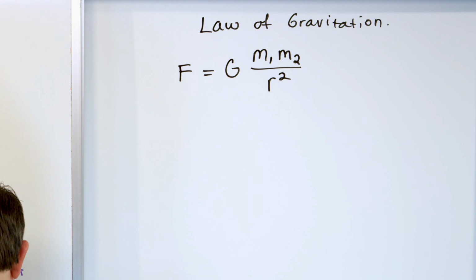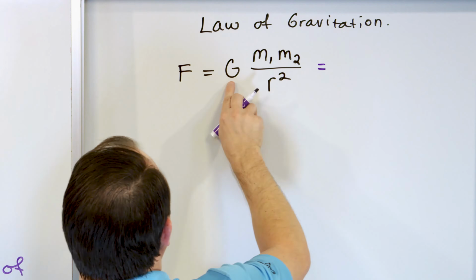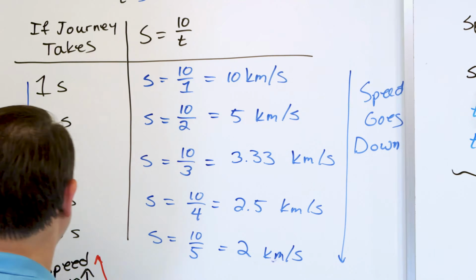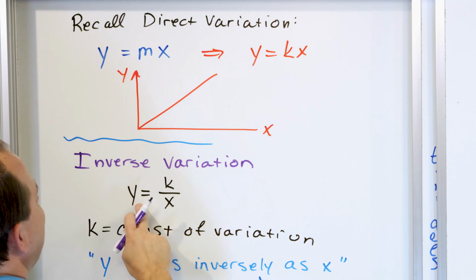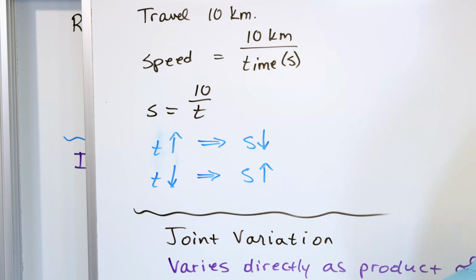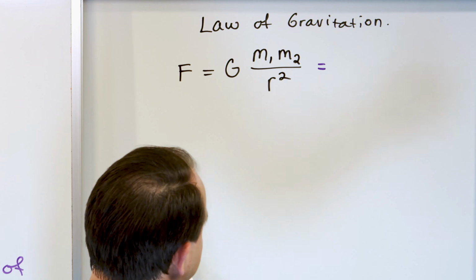Now I'm going to draw a picture and I'm going to show you what this means in just a second. But I want you to realize that this G out here is just a number. This G out here is exactly the same thing as when we have y is equal to kx or y is equal to k over x. It's just a constant of variation. It's a number that Newton calculated based on his theory, based on his experiment.